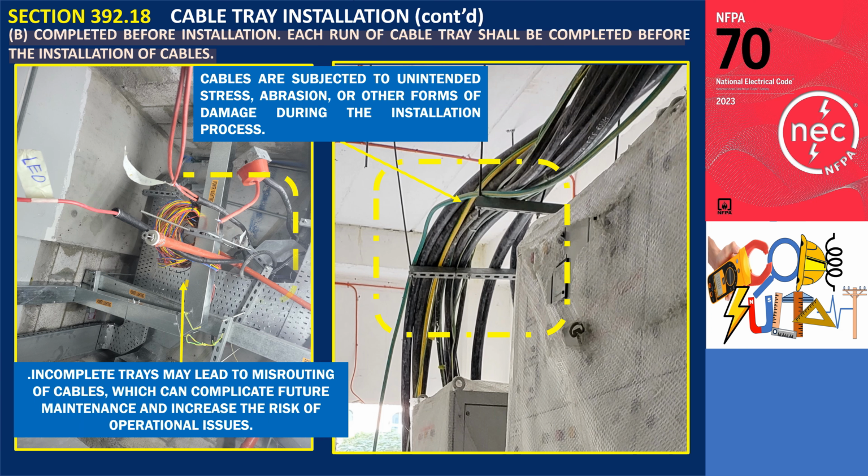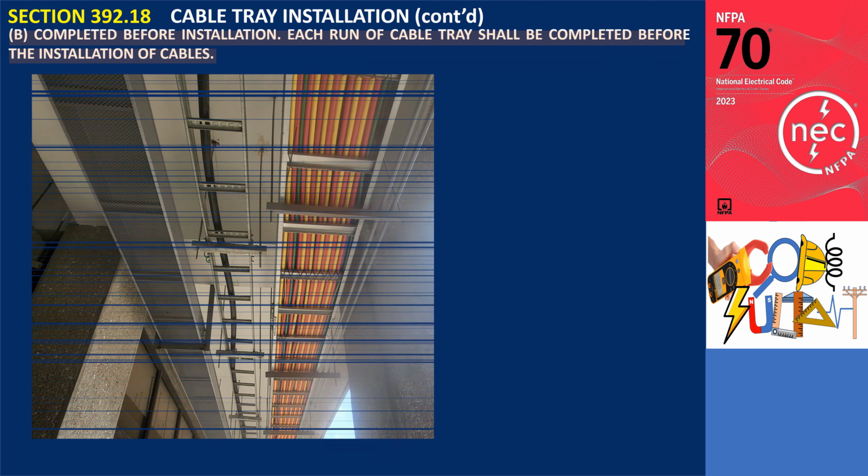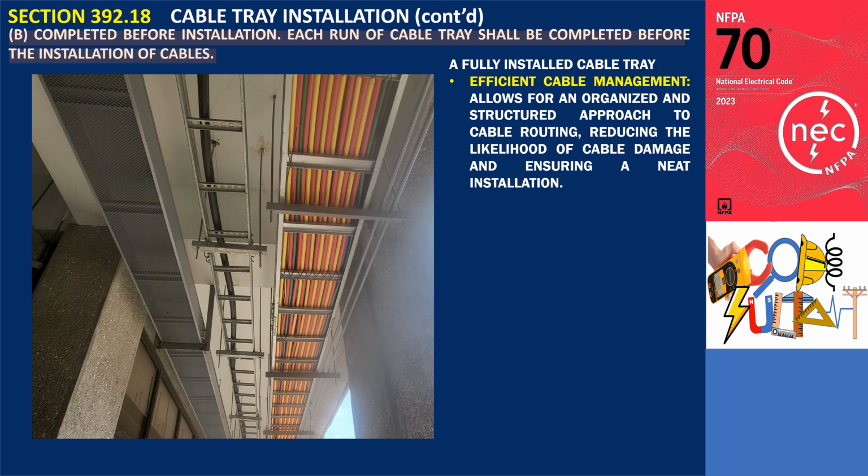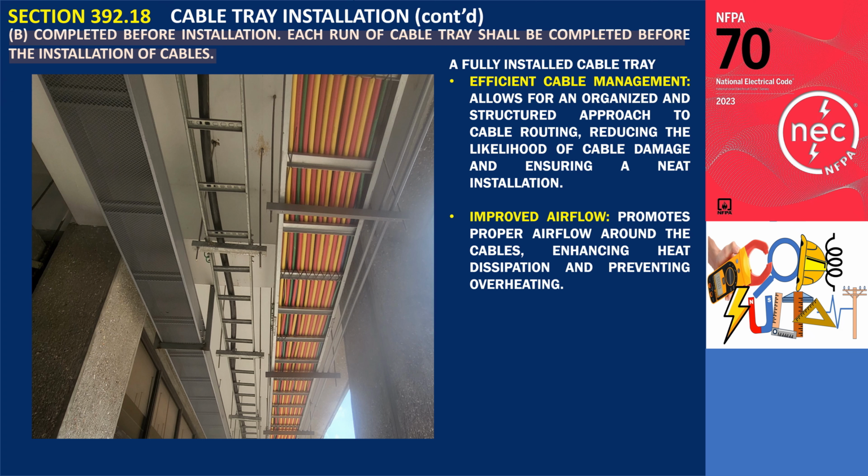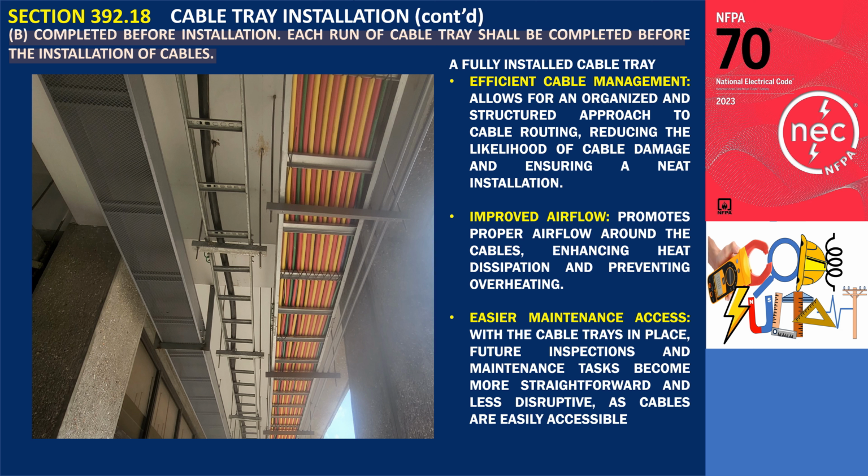Incomplete trays may lead to misrouting of cables, which can complicate future maintenance and increase the risk of operational issues. Installation of cable tray first allows for an organized and structured approach to cable routing, reducing the likelihood of cable damage and ensuring a neat installation, promoting proper airflow around the cables, enhancing heat dissipation, and preventing overheating. With the cable trays in place, future inspections and maintenance tasks become more straightforward and less disruptive, as cables are easily accessible.